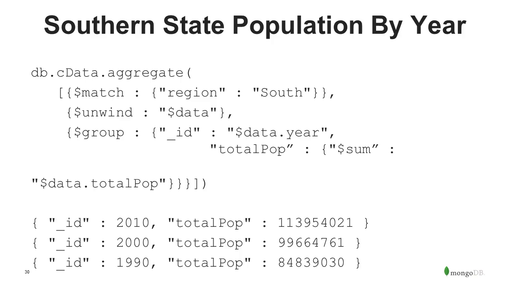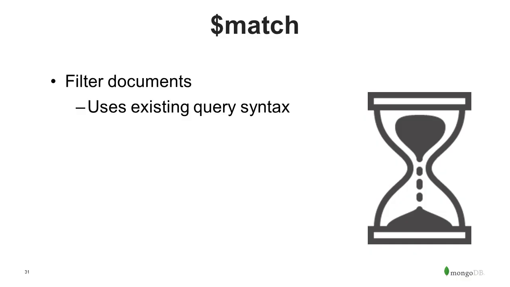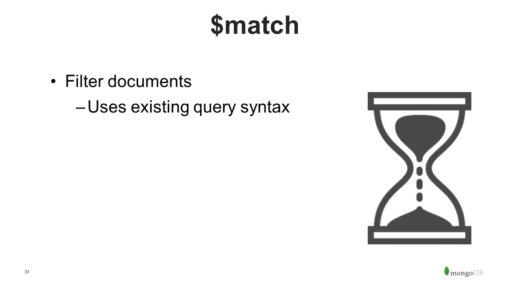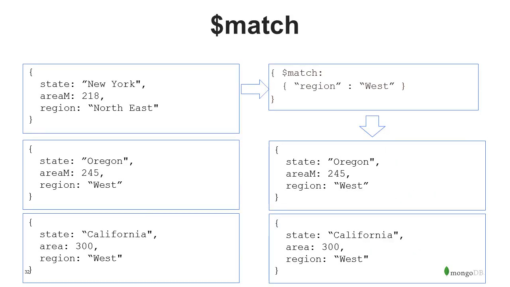Okay, I'm going to move on through the slides now. Oh, I didn't talk about that one. This is just a little bit of an extension of using $unwind here, doing a $match before to just look at the states in the South. Otherwise that's basically the same as the previous example. $match is probably the simplest. This is using the same syntax as the query language when you do finds. So this one should be pretty straightforward.